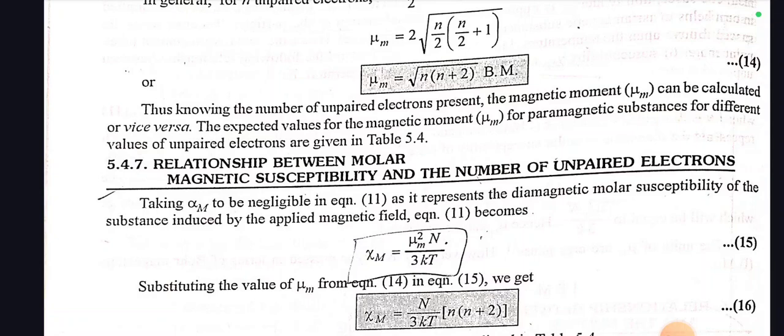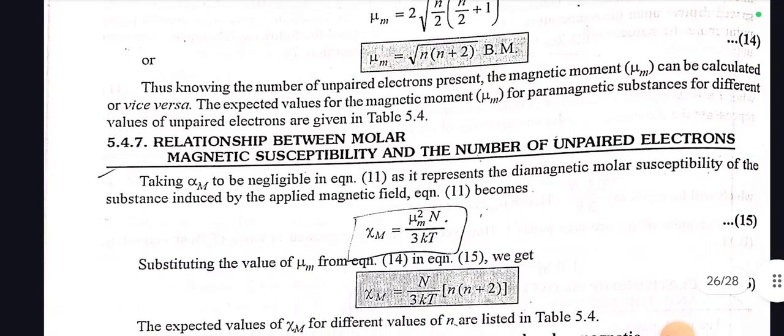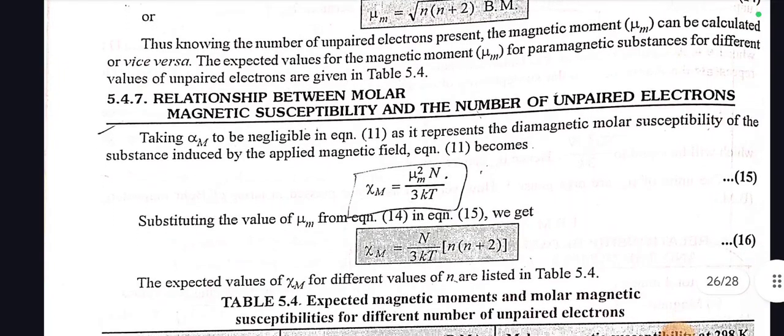The expected values of the magnetic moment for a paramagnetic substance for different values of unpaired electrons are given.